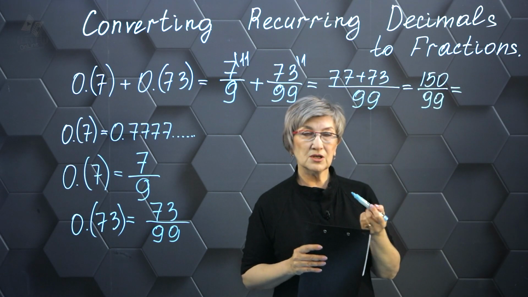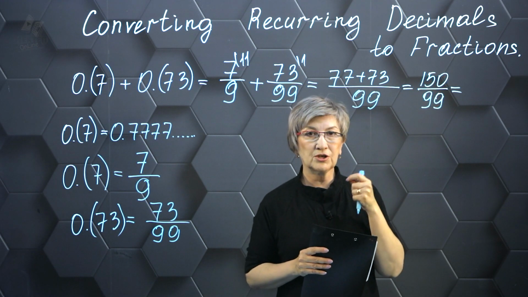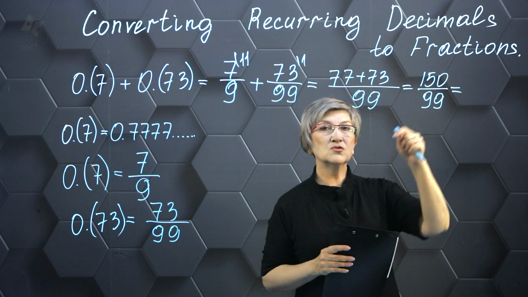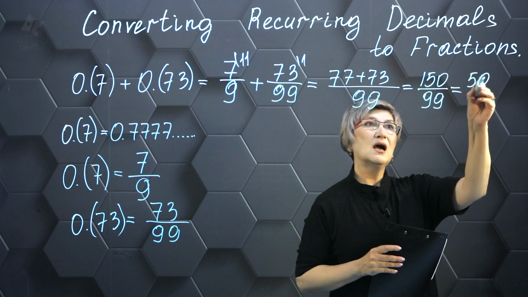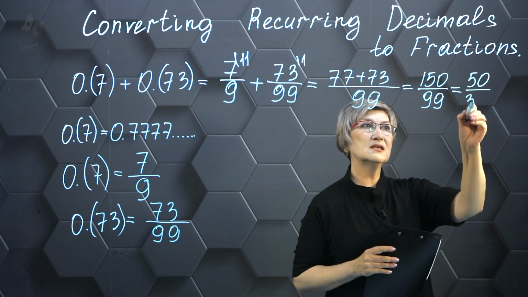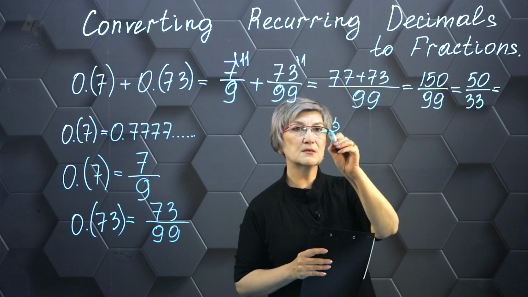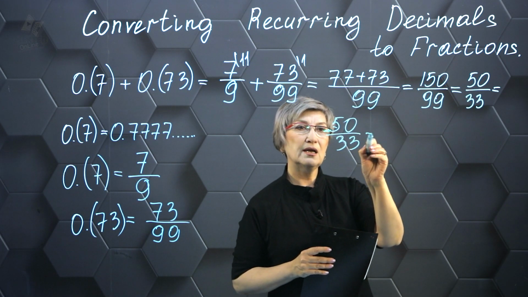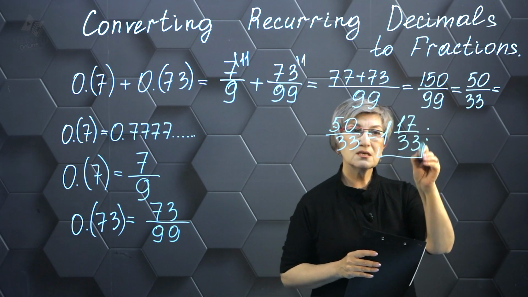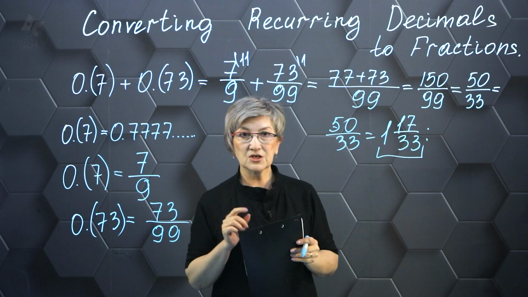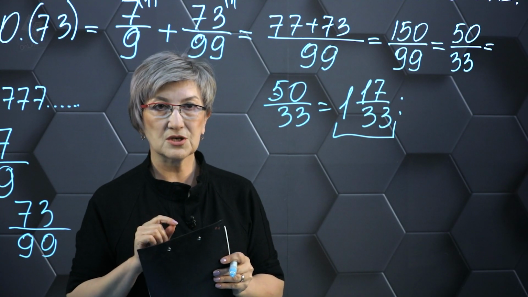If it's possible, you can divide the numerator and denominator by the same number. 150 and 99 can be divided by 3. 150 divided by 3 is 50, and 99 divided by 3 is 33. Now we have 50 thirty-thirds, that's 1 and 17 thirty-thirds. And as you can see, we found the value of this expression with infinite decimal periodic fractional numbers.